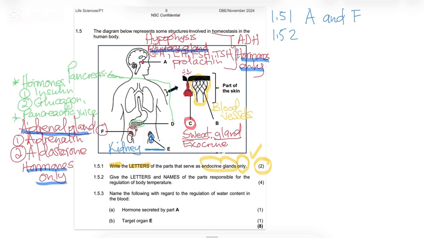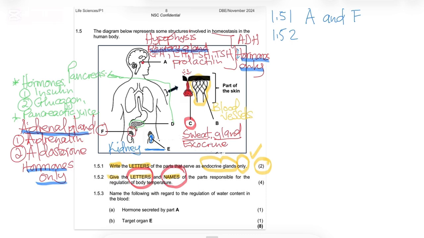All right, so this time we are giving letters. Let's use this one. So we are giving letters and names. So it's two things that we are going to provide for this question. The first one will be the letter. The second one would be the name. Please, matric grade 12s, you need to be vigilant when answering such a question. It is requiring you to provide two things. So it is the letter and the name.